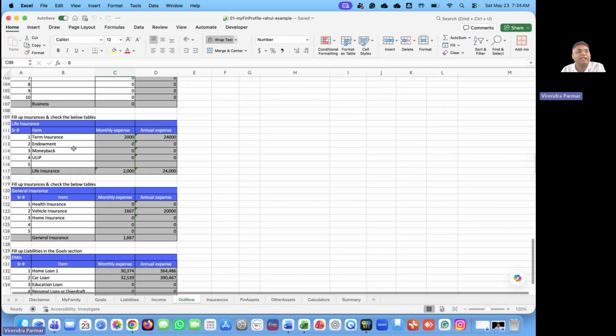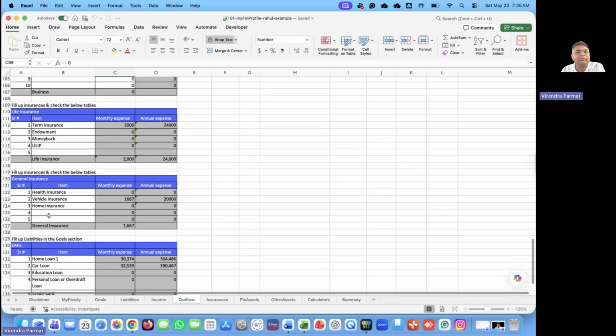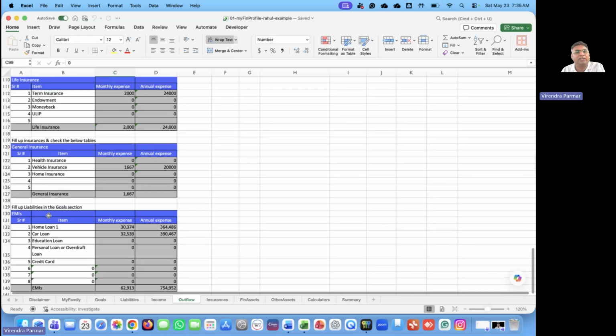Besides that, there are other things like life insurance, general insurance, EMIs, and all. So don't touch anything. As you can see, EMIs is already picked up from the liabilities section. The same way, life insurance and general insurance, once we fill up that section, this data will come over here. So let's quickly jump into insurance and come back here.